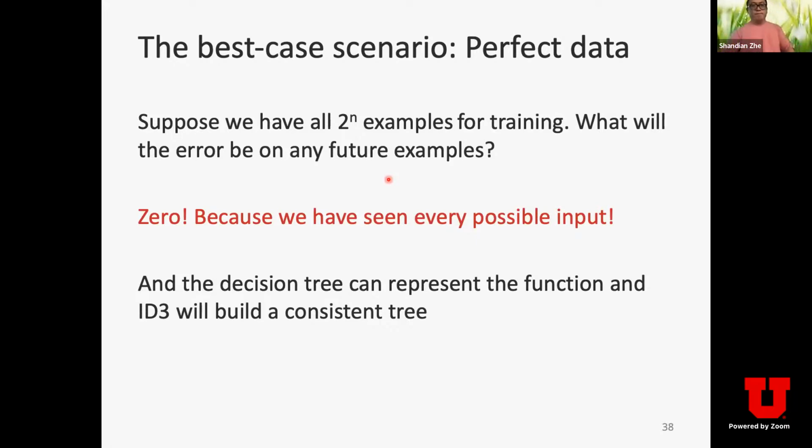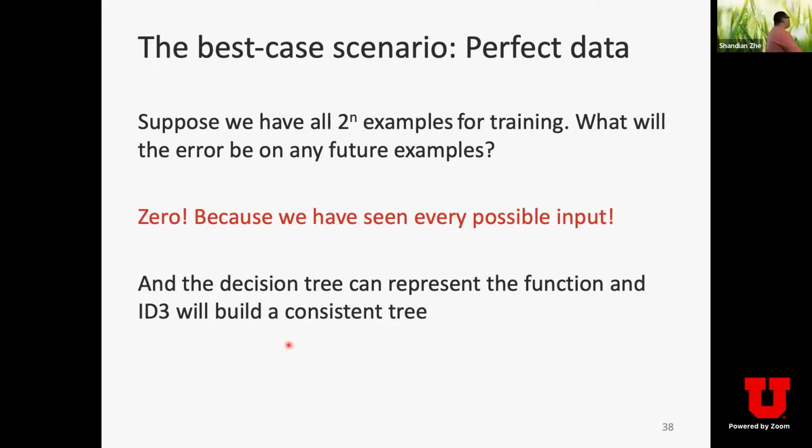So what does it mean? It means the decision tree can represent the function exactly, and the ID3 algorithm will build a consistent tree. Consistent tree means that your tree will be 100% consistent with the training data. In other words, if you use your learned tree to predict the training examples, your training error will be 0. So this is our foundation based on which we're going to discuss next. Everyone is clear about that? Okay.